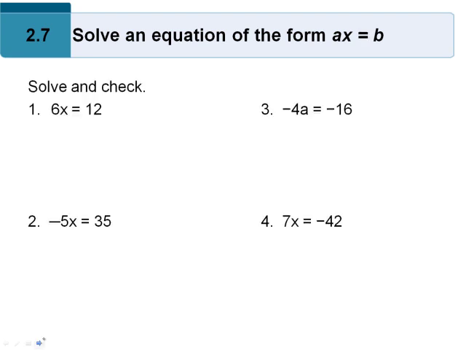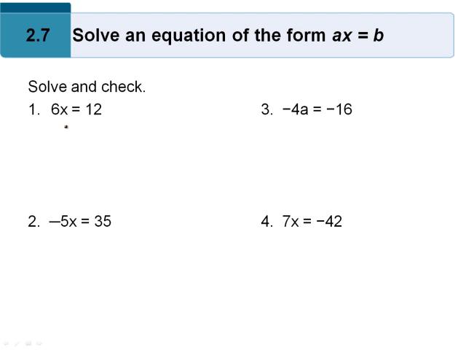So number 1, it says to solve and check, and we have 6x equals 12. Now I know a lot of you can figure this out without having to do any steps, but you want to make sure you write the steps out and that you know what you're doing so that when you get to longer problems, you understand the process. So you're trying to get rid of the 6 because you want the x to be all by itself. That's always your goal when you solve equations, is to get a variable equal to a constant.